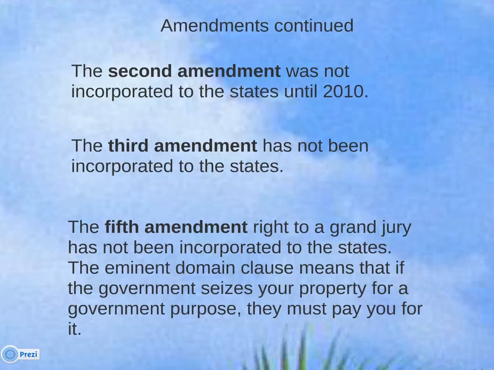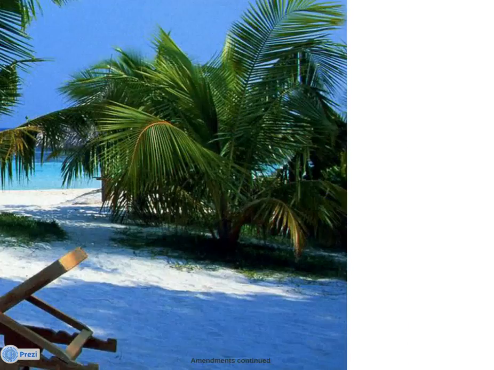Amendments continued. The Second Amendment was not incorporated to the states until 2010. And the Third Amendment has not been incorporated to the states. We discussed that in class. And then the Fifth Amendment, right to a grand jury, has not been incorporated to the states. Also remember in the Fifth Amendment that eminent domain clause means that if the government seizes your property for a government purpose, they must pay you market value for it, which is what was happening over by the Kamikaze Curve construction over in Binghamton, and also when they did the 201 flyover in Vestal in Johnson City.